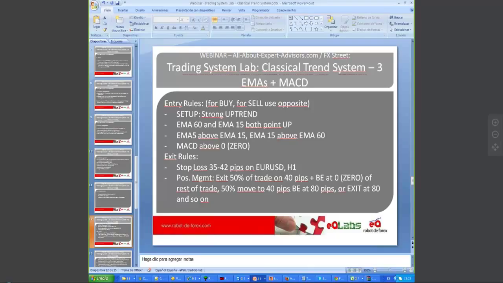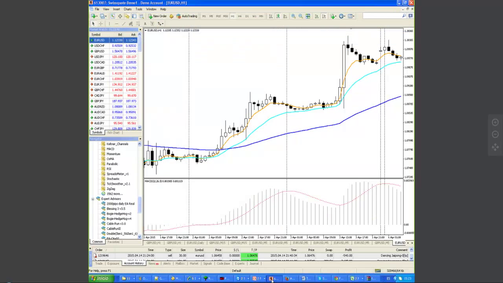Then we need them to be ordered. That means that the MA of 5 should be above the MA of 15, and the MA of 15 should be above the MA of 60. Let's check if that's the case here. MA 5 is above 15. Yes, true. MA 15 is above 60 only after here. It just crossed. It just started here. They're both pointing up. Okay, we have the three conditions.